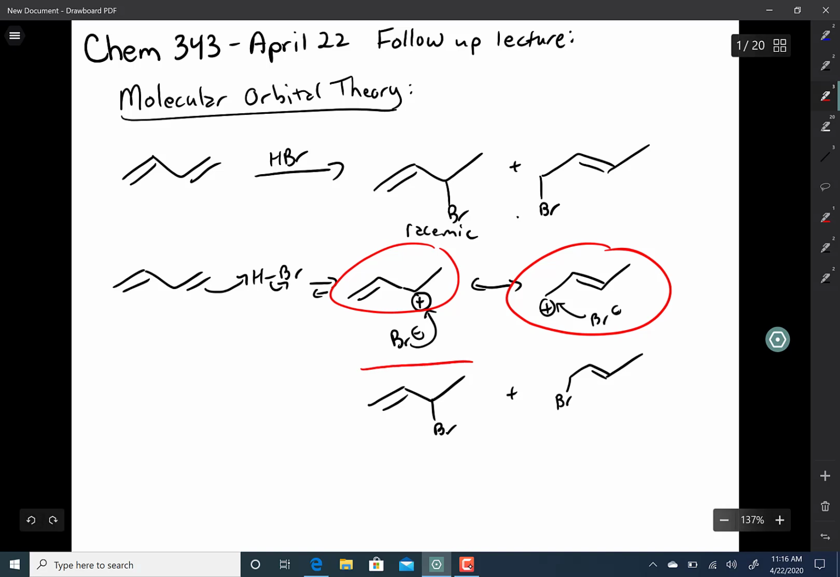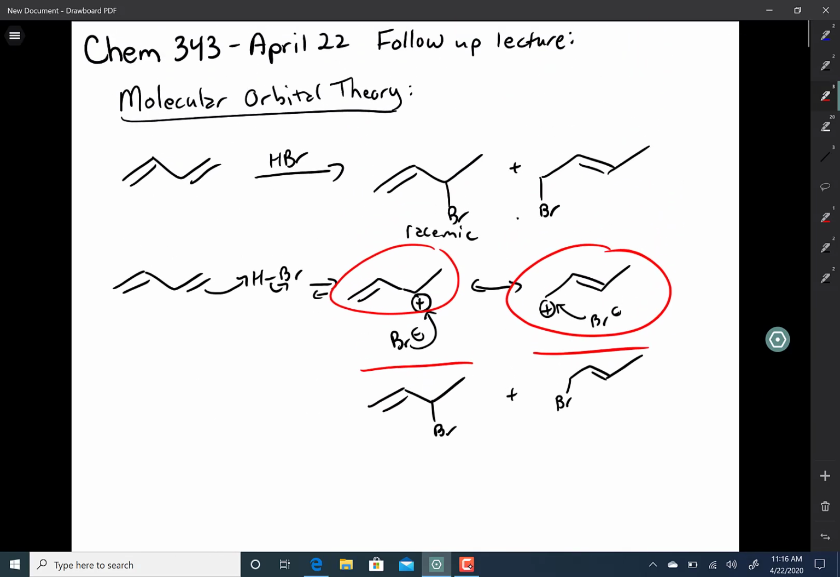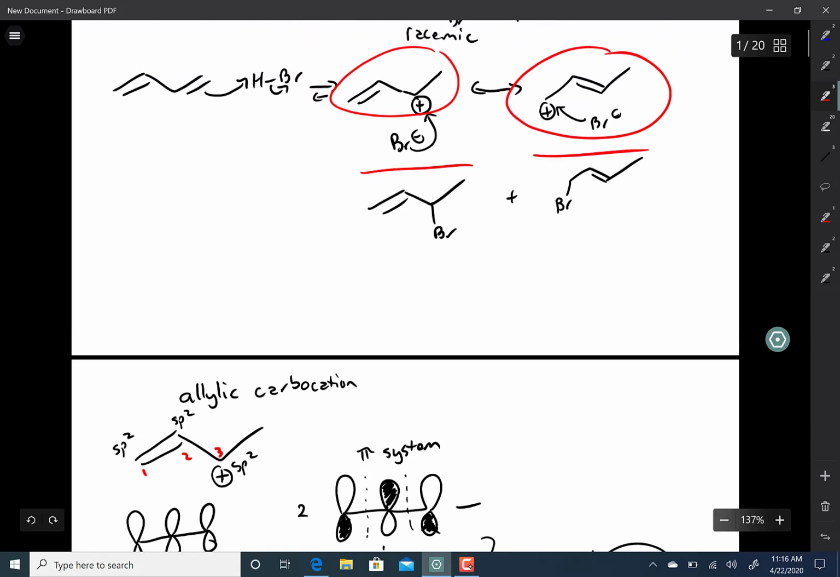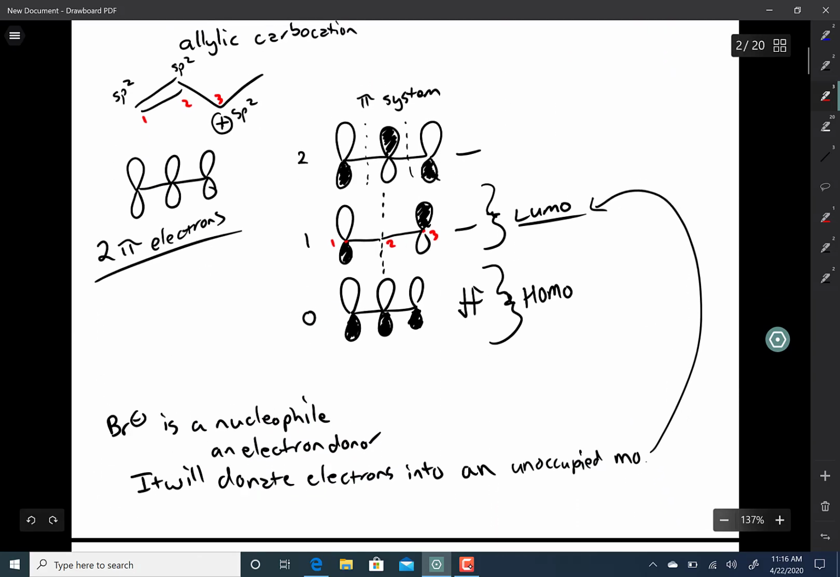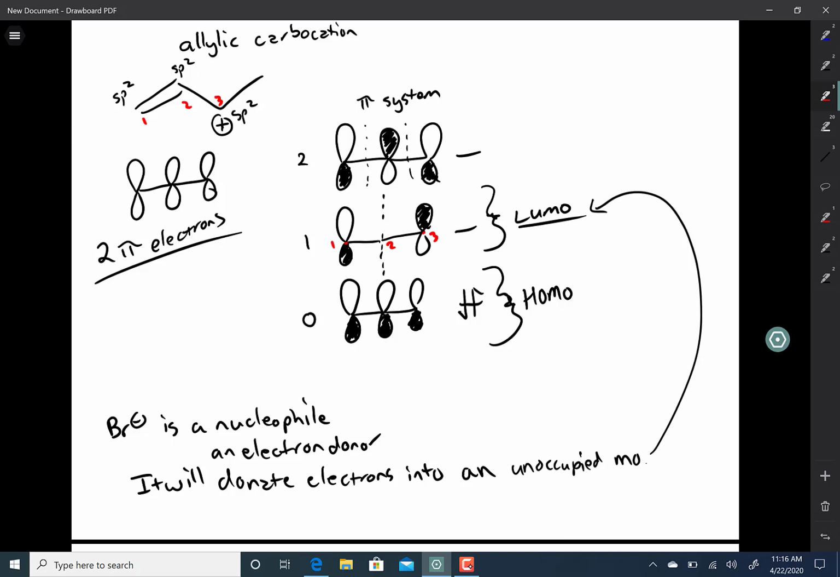Now granted, we can get the same thing from resonance, but there will be a reaction later on where resonance doesn't help us predict products, or at least explain the reactivity. Now, notice I didn't draw atom 4 into this molecular orbital diagram because we are dealing with the pi system, and carbon 4 is sp3 hybridized. There's not a p orbital on it.